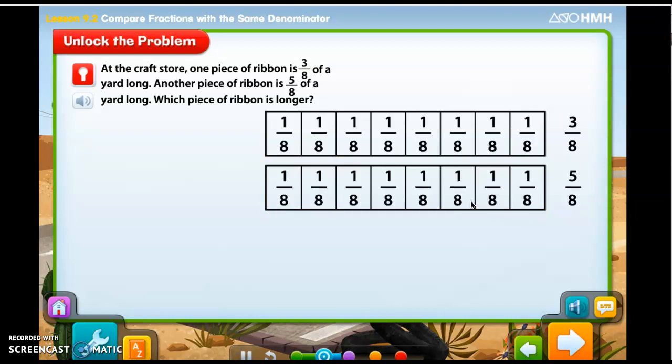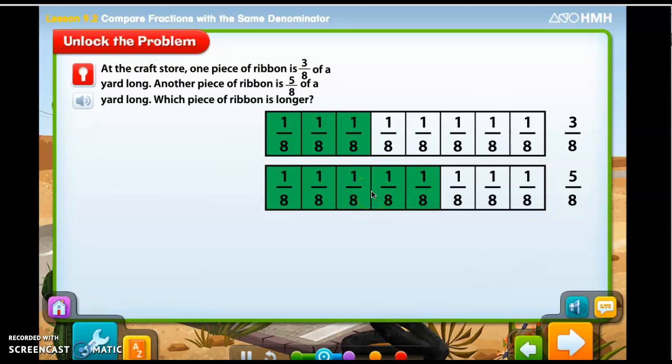Shade the top strip to show 3/8. So we've got to shade 3/8, right? 1, 2, 3. Shade the bottom strip to show 5/8. 1, 2, 3, 4, 5. How do fraction strips help you compare fractions with the same denominator?